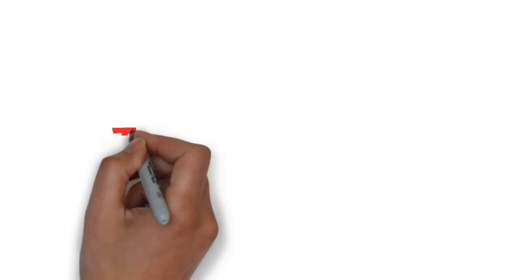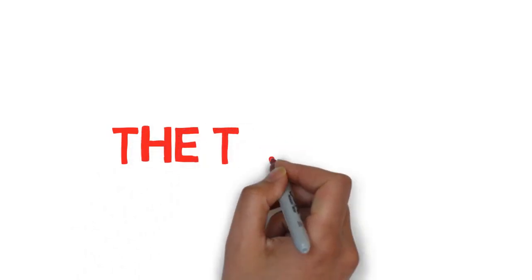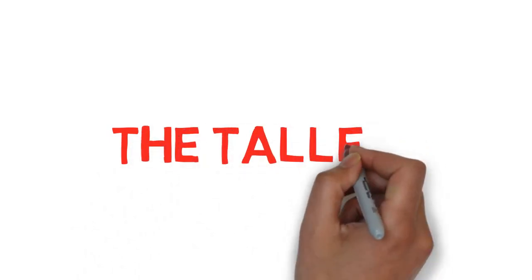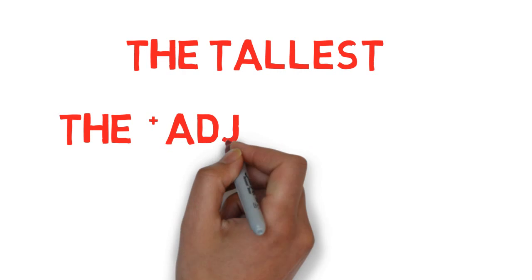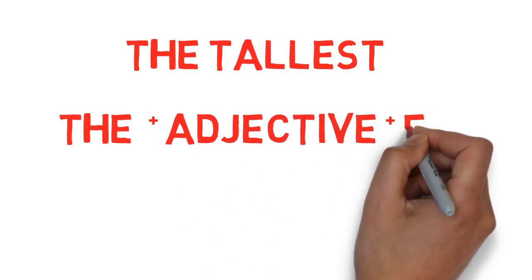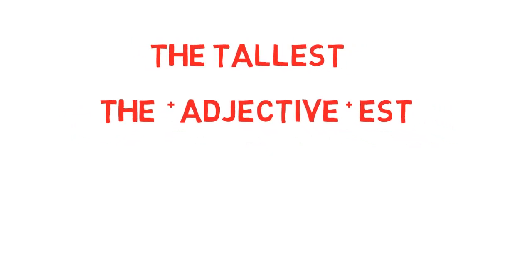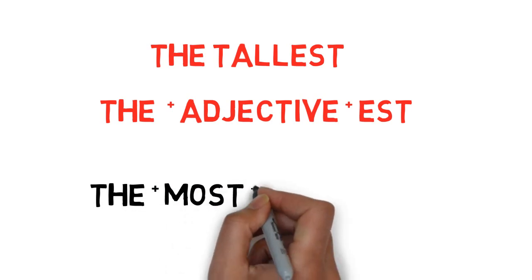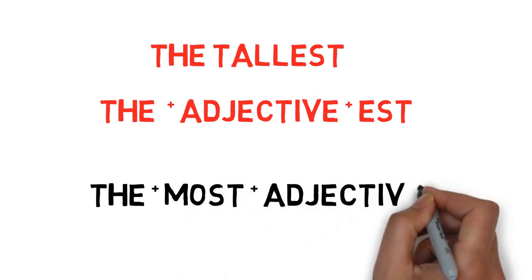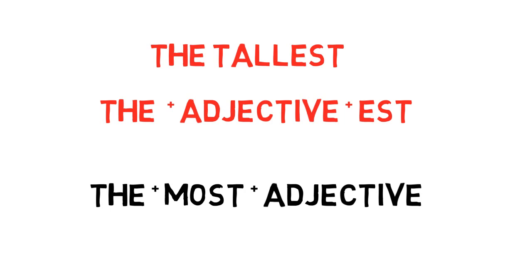So what is the adjective used here? Tallest is the adjective. From the previous list we have seen that the suffix est is added at the end. So this is a superlative degree. When you use the superlative degree in a sentence, you have to add the definite article before tallest. So that is the rule: the plus adjective plus est. And if the adjective has more than 2 syllables, it should be the plus most plus adjective.